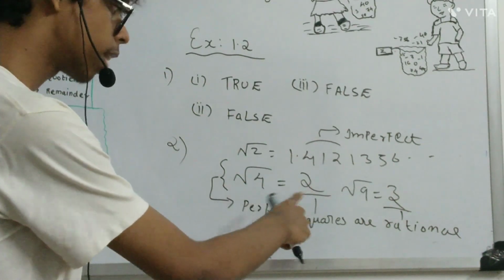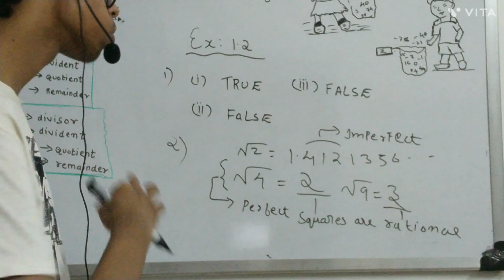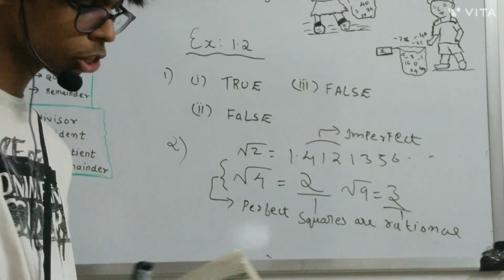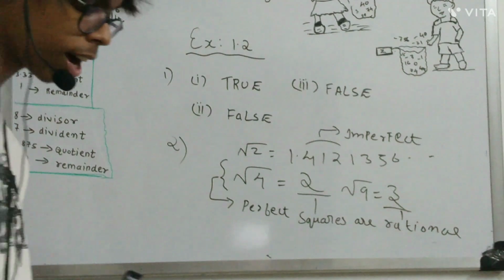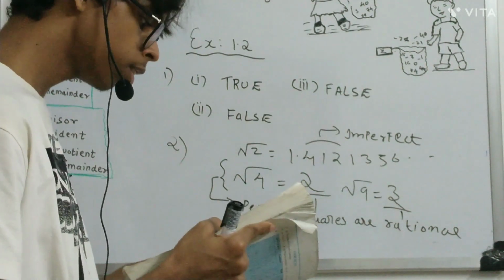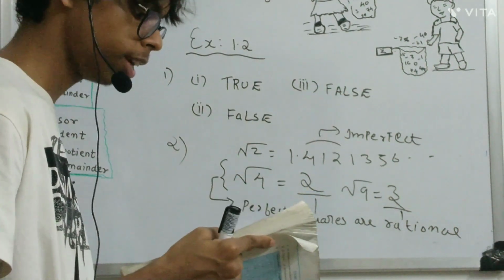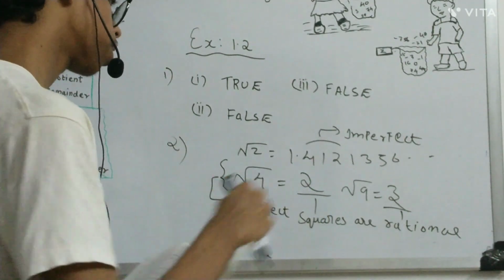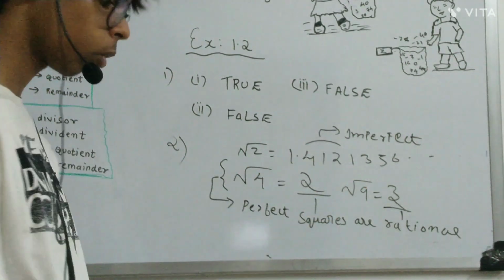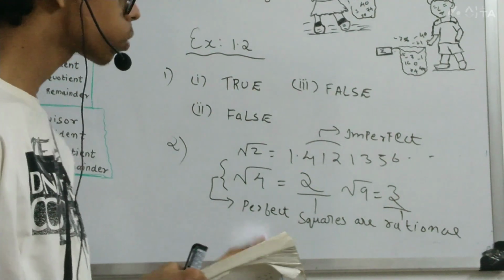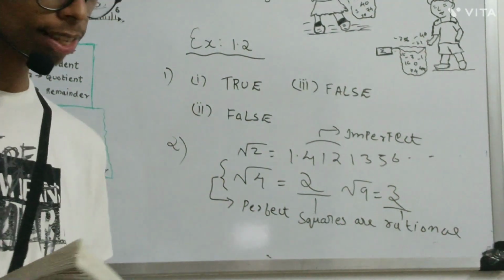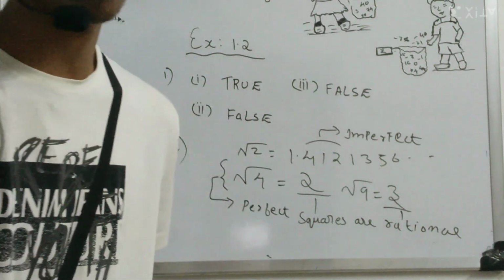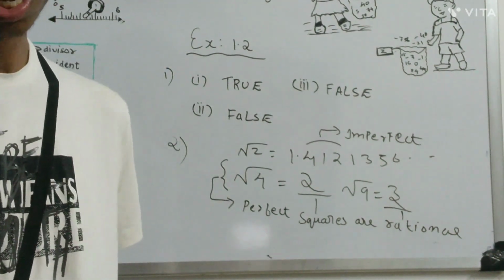Root 4 is an example of a square root which can be written as a rational number. So that is what they asked you in the question. The square roots of all positive integers are not irrational, and the example that you can give is root 4 or root 9 or any other perfect square root. So that's all that we will be discussing today.